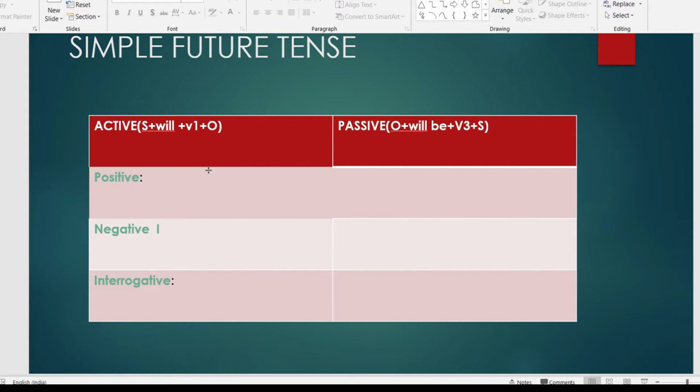Next is simple future tense. Now this is the formula. Subject plus will plus first form plus object for the active case. But for the passive case, it becomes object, which we always know that in the passive will take the first place. Object plus will be plus third form. Third form is always used in passive plus subject.